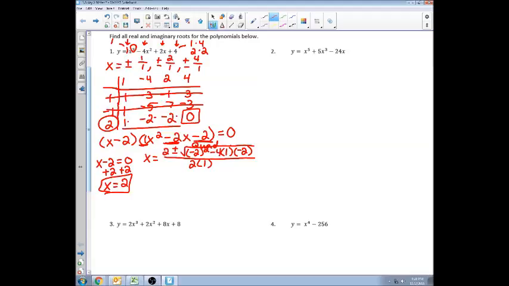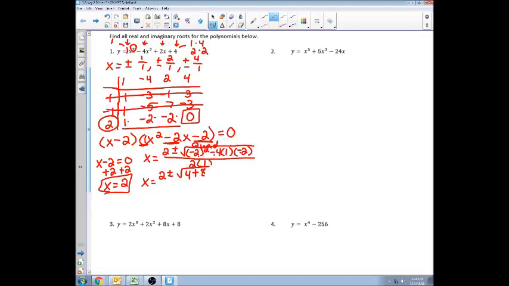Now I need to go ahead and simplify. So x equals 2 plus or minus the square root. Negative 2 squared would be 4. Negative 4 times negative 2 times 1 would be positive 8. Okay?